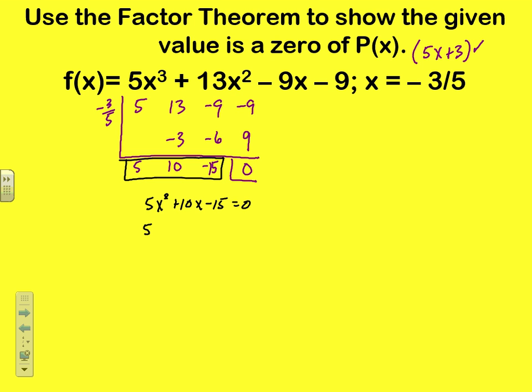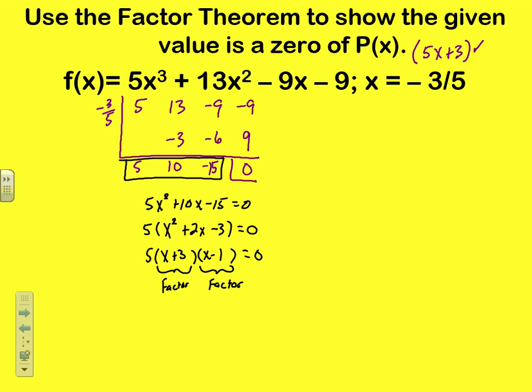Each term has a 5 in common. So I'm going to go ahead and factor out a 5 to make it a little bit easier. So I'm going to have 5 times x squared plus 2x minus 3 is equal to 0. And now I'm going to factor the quadratic inside here, and that's going to give me x plus 3 and an x minus 1. So these would be the other factors of the cubic polynomial that we started with.